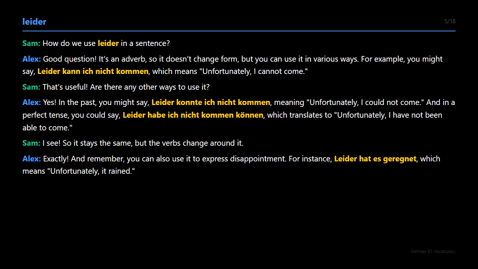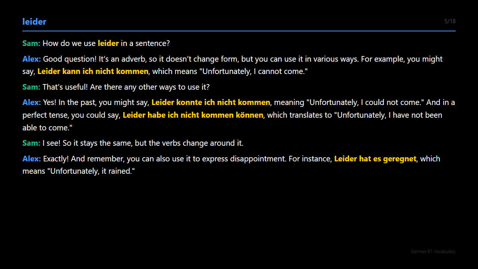Exactly. And remember, you can also use it to express disappointment. For instance, "Leider hat es geregnet," which means "unfortunately, it rained."